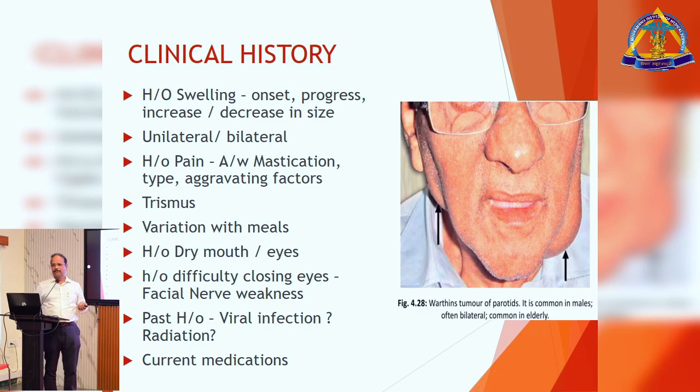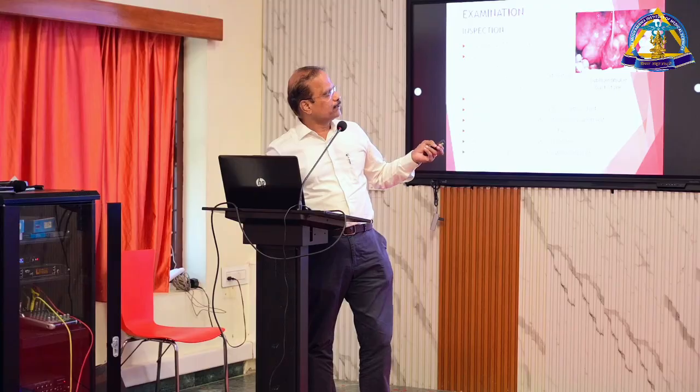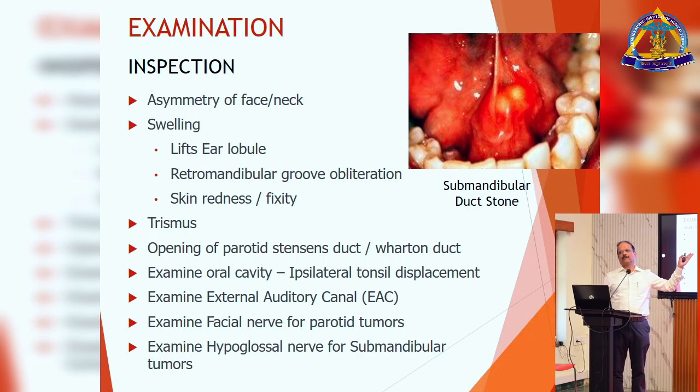Ask about previous history of virus infection and radiation. Current medication: a lot of drugs are known to produce salivary enlargement. I am not getting into those. Examination. If you look at asymmetry of the face, why is this important? In a patient with a parotid tumor with facial nerve involvement, you can have asymmetry of the face. And characteristically, you see lifting of the ear lobule. All of us will say that is the characteristic sign of a parotid.